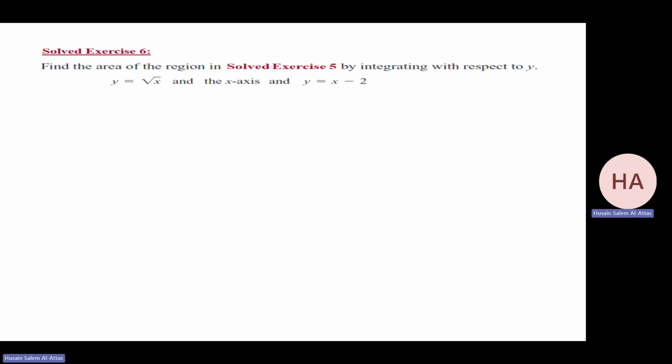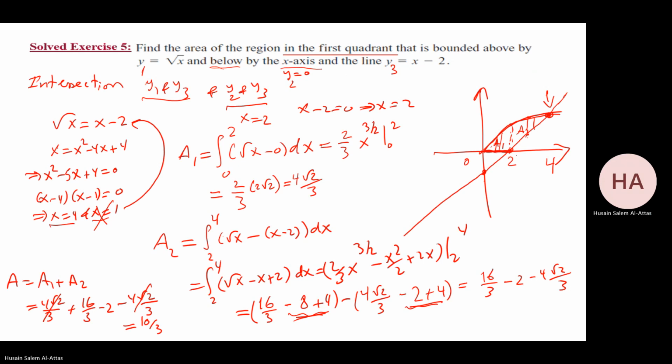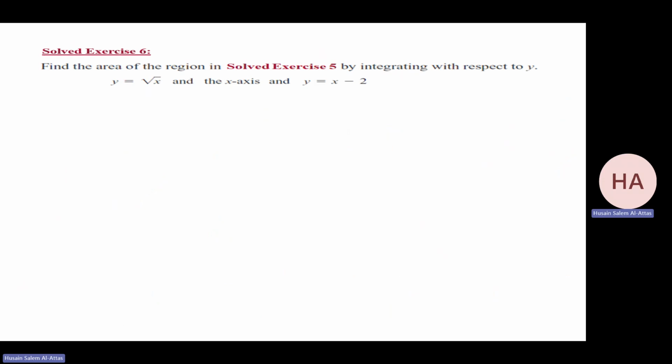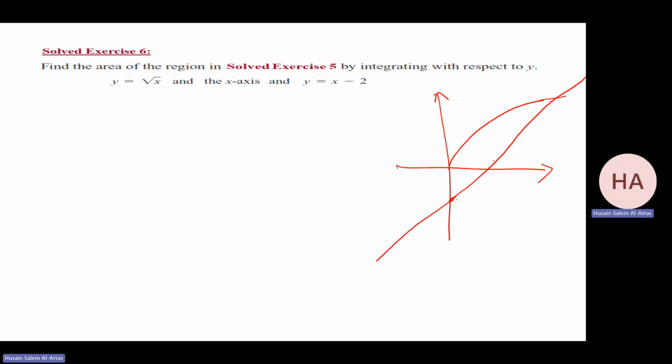Now, he wants me to do this problem with respect to y, which will make sense, which is better. Y, we know this. This is the graph, but we need to be careful a little bit. This is the line, huh? And I'm talking about this area.